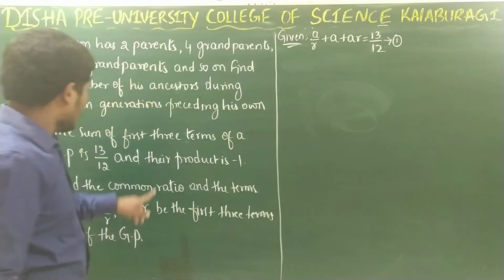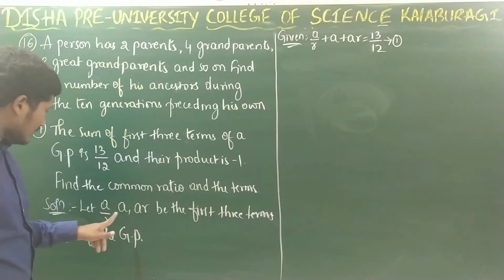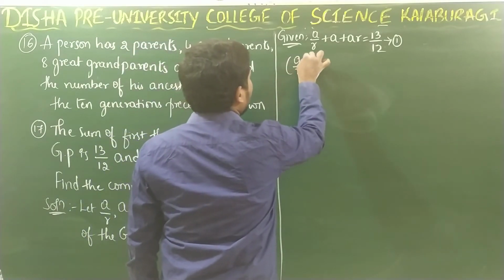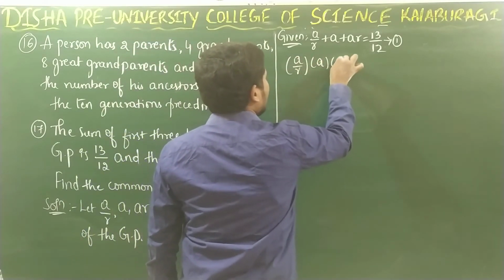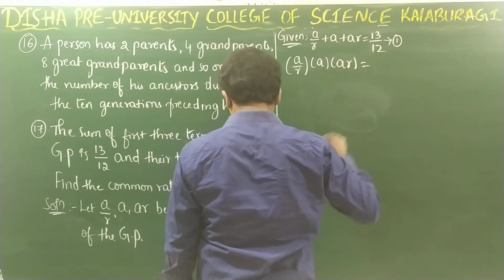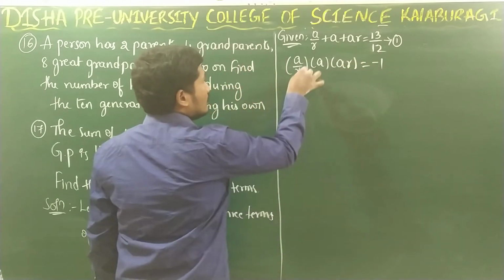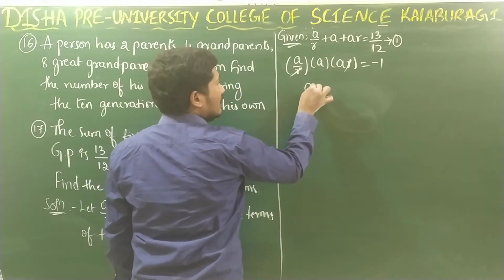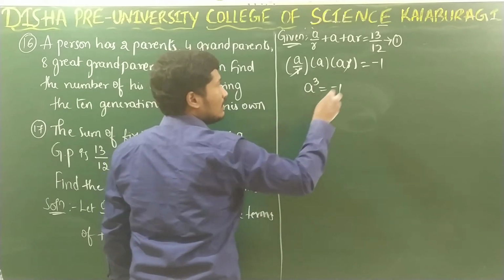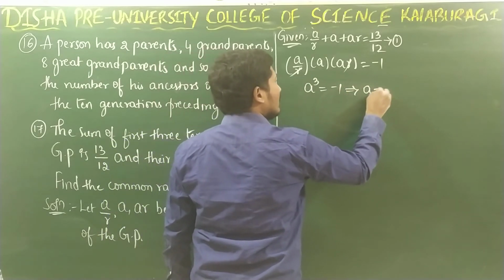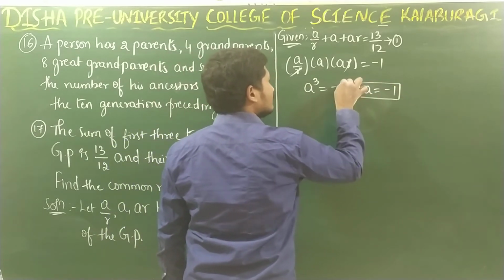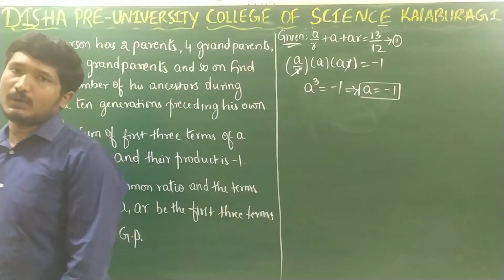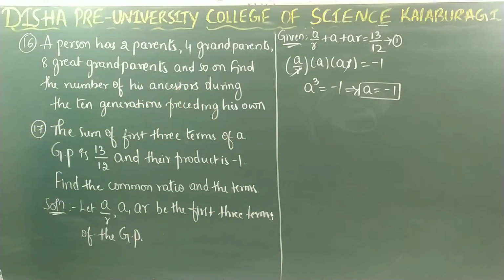Right? Next, their product, that is when I multiply these three, A by R into A into A R is equal to minus 1. So here R gets cancelled. A into A into A is A cube is equal to minus 1. So this implies the value of A is minus 1. Right? Cube root of minus 1 is again what? Minus 1. So the value of A will be minus 1.